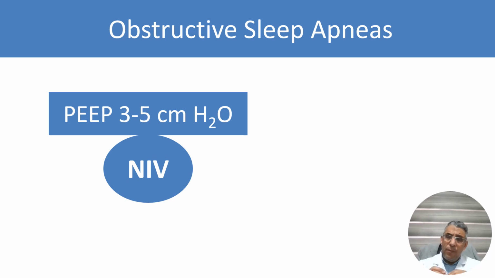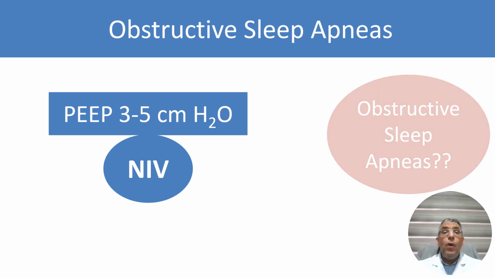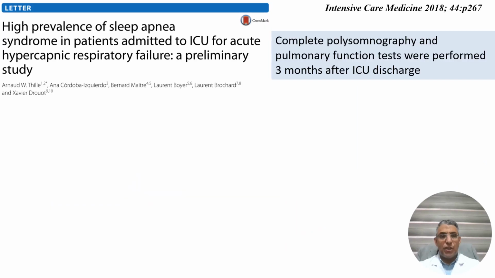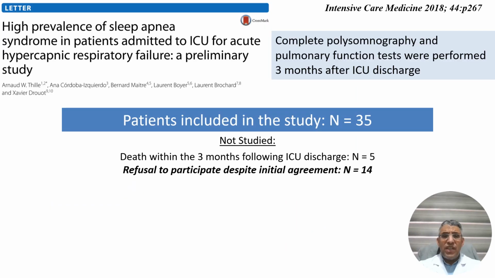I think that one of the important ignored things is the presence of obstructive sleep apnea in patients presenting with type 2 respiratory failure in the ICU for the first time. Usually, with the use of non-invasive ventilation, when there is obstructive sleep apnea, the PEEP must be from 8 to 10 centimeter water. Very, very important, because the patient has obstructive sleep apnea. If we don't use this, we are under-ventilating our patient. One study showed that there is a high prevalence of sleep apnea in patients admitted to the ICU for acute hypercapnic respiratory failure.